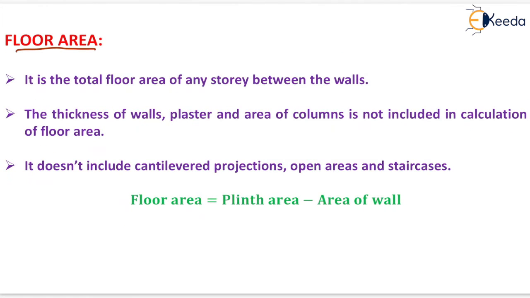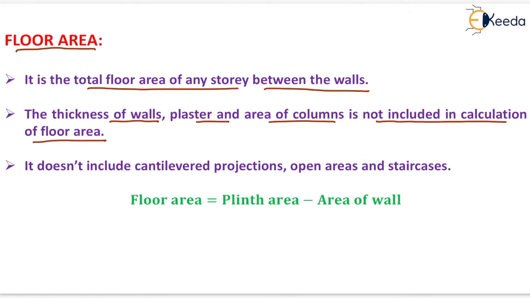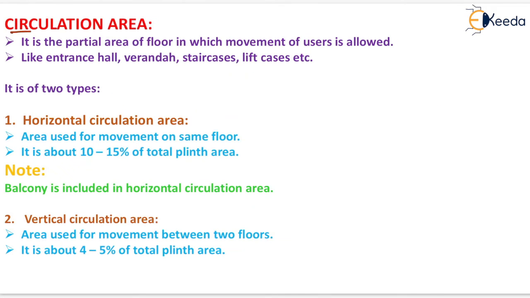Floor area. It is the total floor area of any story between the walls. The thickness of walls, plaster and area of column is not included in calculation of floor area. It means that while calculating the floor area, we have to exclude the thickness of wall, plaster and area of column. It does not include cantilevered projections, open areas and staircases. Now if we want to compute the floor area, then it will be equals to plinth area minus area of wall.